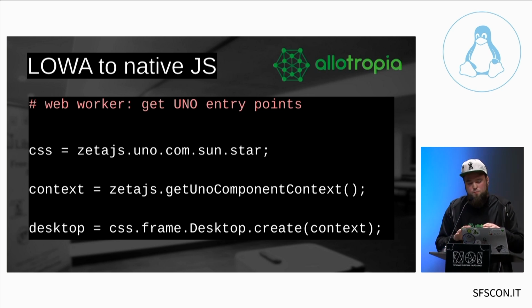First thing is we have some initialization where we get some basic objects. If you have done UNO programming for LibreOffice before, accessing LibreOffice on the desktop through its API, these are very common objects you'd use for that, and you get them here from the Zeta.js API. And this is something happening inside the web worker, which has the context for the LibreOffice process.